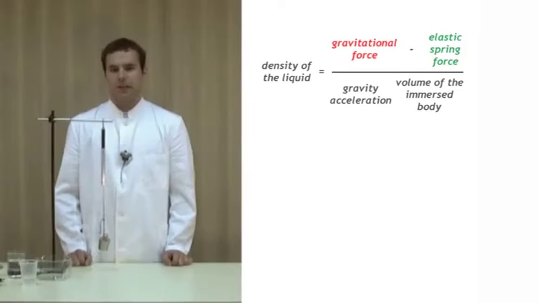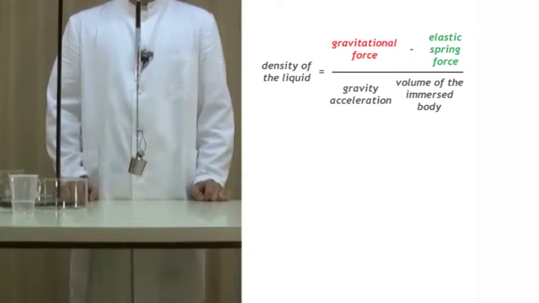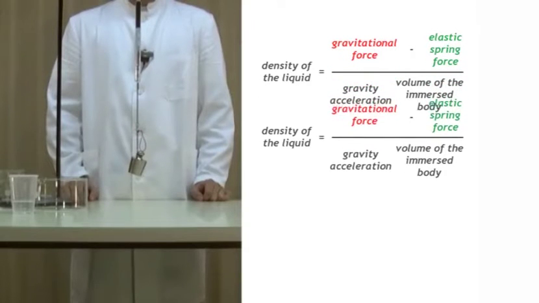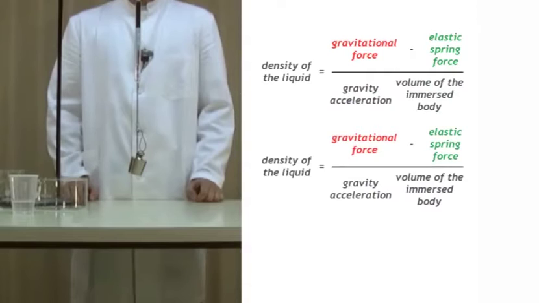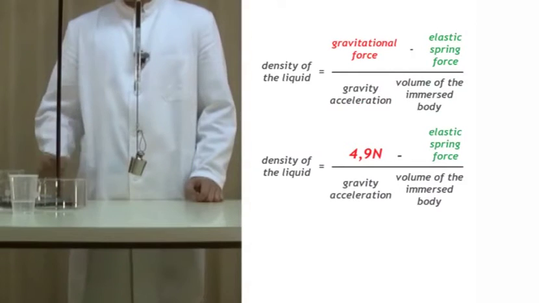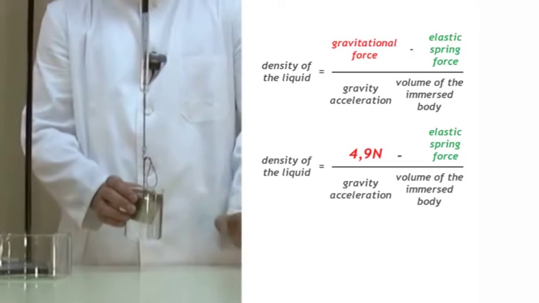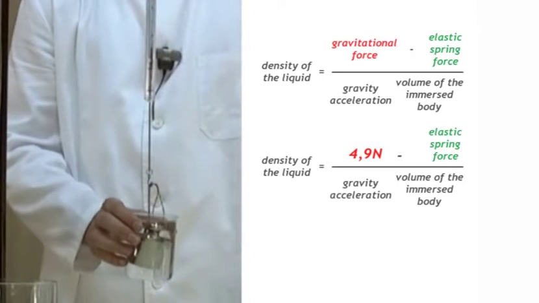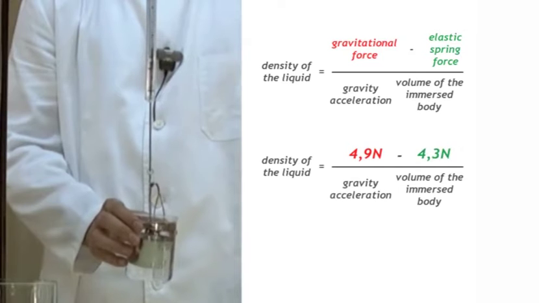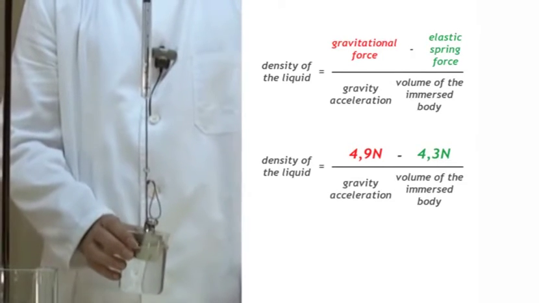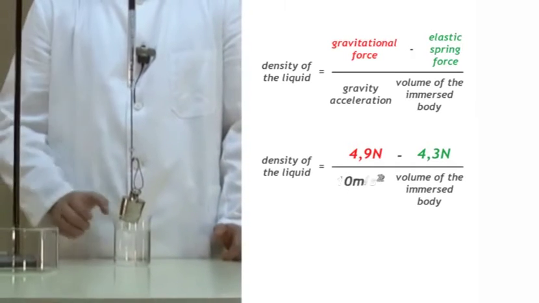We can conclude that all we need for determining the density of the unknown liquid is the Newton meter and the weight of known volume. Let's try to verify this conclusion by using it to determine the density of water. Density of the water is given as the difference of the weight of this body, 4.9 newtons, and the force that the Newton meter shows when we immerse the body in liquid, that is 4.3 newtons. We divide it by the product of the gravity acceleration, which we know is about 10 meters per squared second, and the volume of the body.